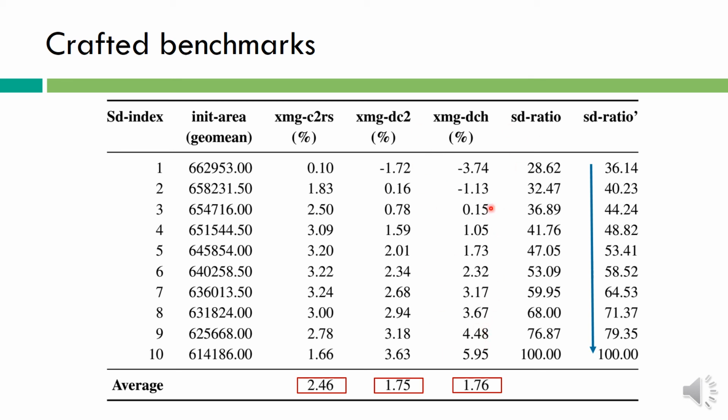And this is higher for the DCH command, but for compress2rs, which is just the best optimization script as of now and can be considered the state of the art, this improvement does not vary much, from 1.66 to 3.09%. So these are the crafted benchmarks.